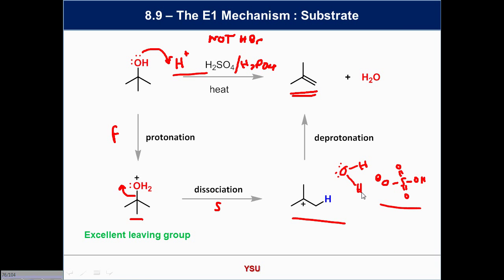I would argue that water is a stronger base than this guy. And we have a lot of it because it's a solvent. So what will happen in this last step is that this goes after this and takes this off. And that's where the alkene comes from. Is that fast or slow? Fast. It's a deprotonation, proton transfer.